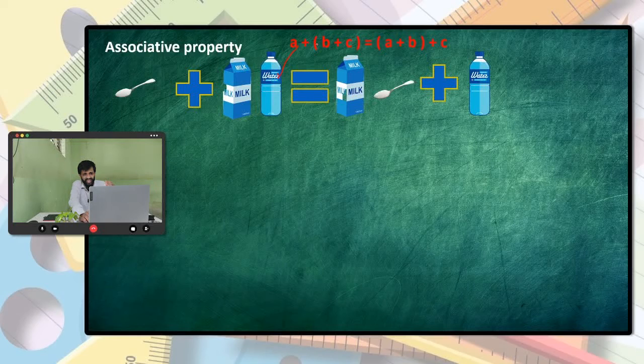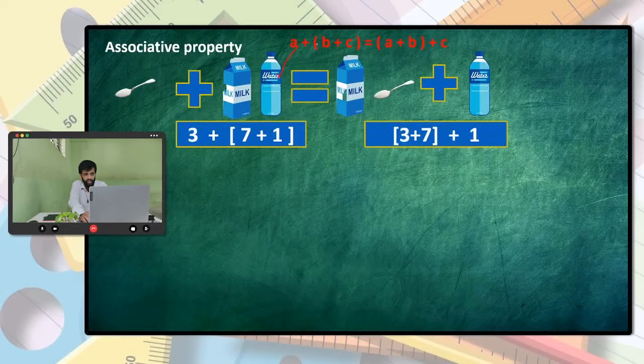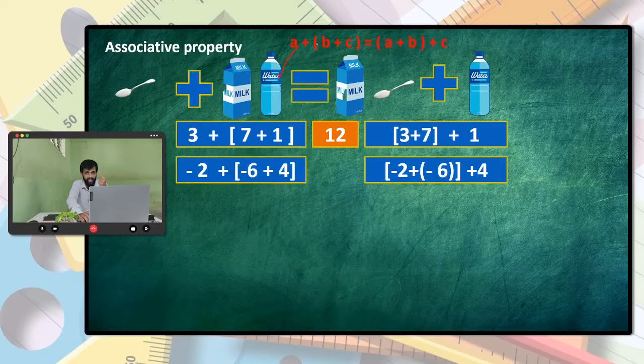Okay, so we'll try and substitute the sugar, milk and water with some numbers over here. So we are adding 3 with 7 plus 1 together, and we'll check what the answer is. And in the second case, we are going to add 3 plus 7 together and then add 1 to it. So the answer in both these cases is 12. So can I say the associative property is true for addition of integers? I can't, because it's just one example, right?